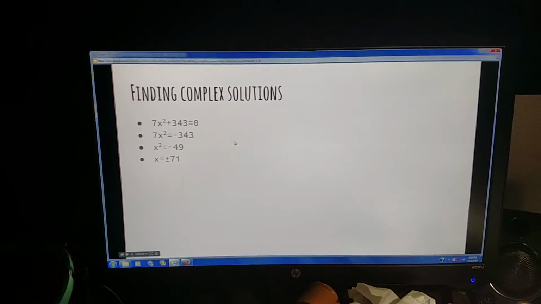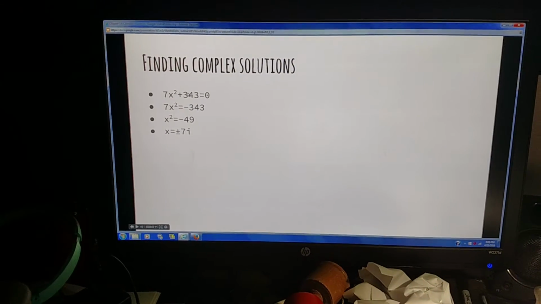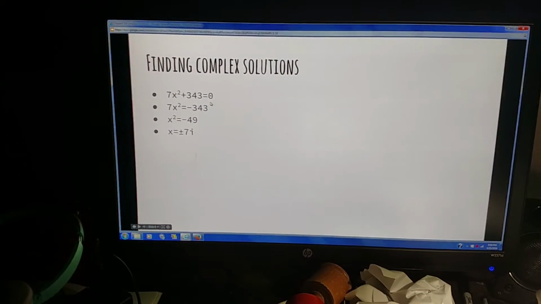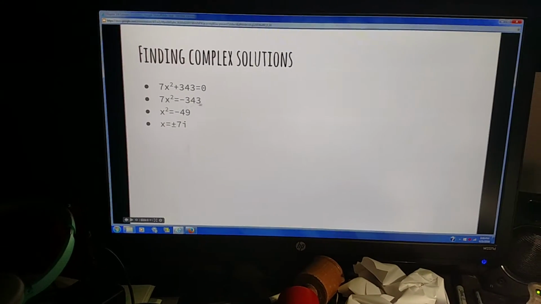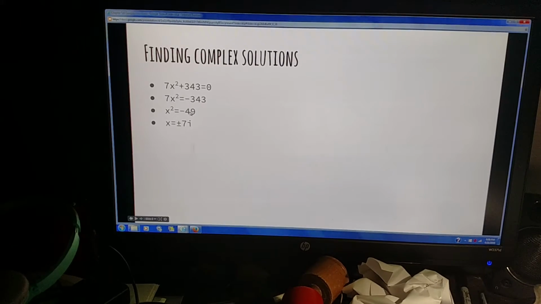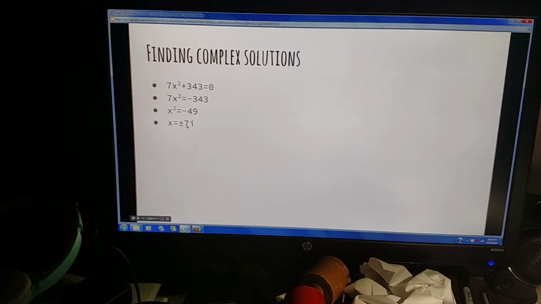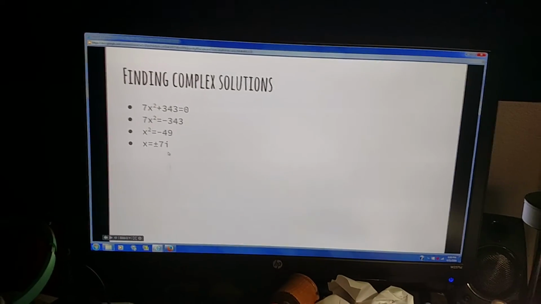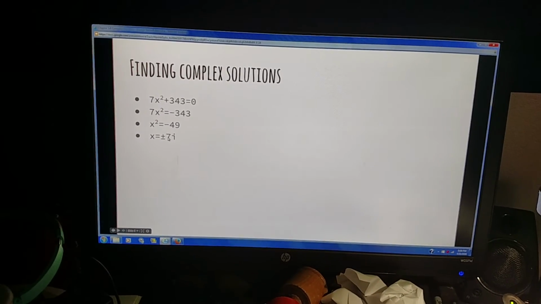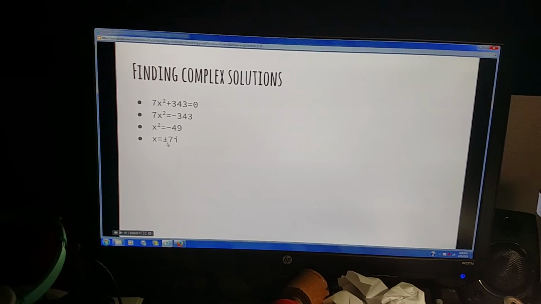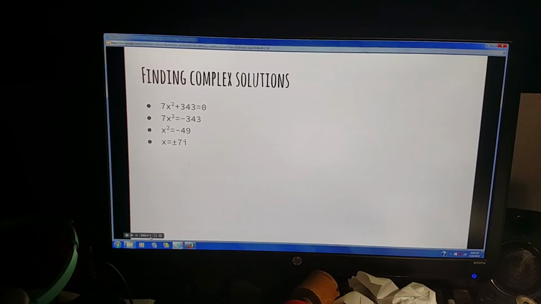And finding complex solutions. So basically, you just minus 343 from both sides. You divide by 7, and it will become negative 49. You square root them, and you'll get x equals plus and minus 7i. And the way you can check that is if you plug in the 7i and negative 7i into the x.